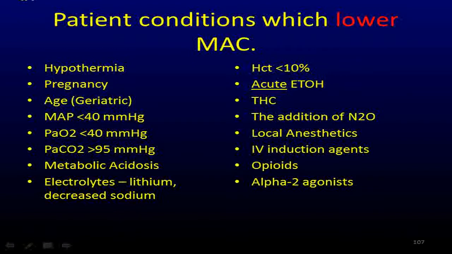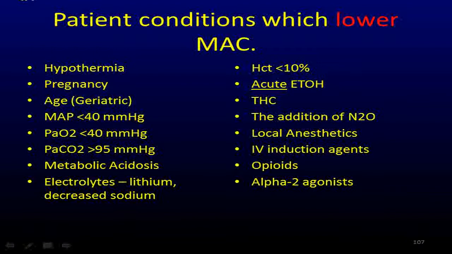Acute alcoholism. If somebody's just had a fifth of whiskey, I don't have to give them very much anesthetic. But if somebody's a chronic drinker and they come in sober, I'm going to have to give them a lot of anesthetic. Marijuana, of course. Nitrous, you all know that it's additive when it comes to MAC. Local anesthetics decrease nerve transmission.